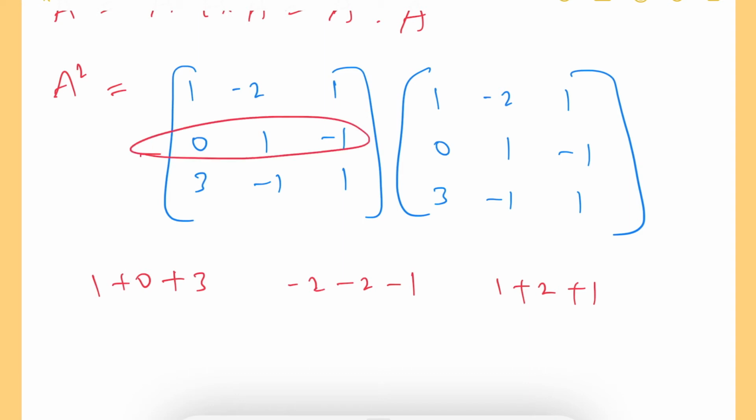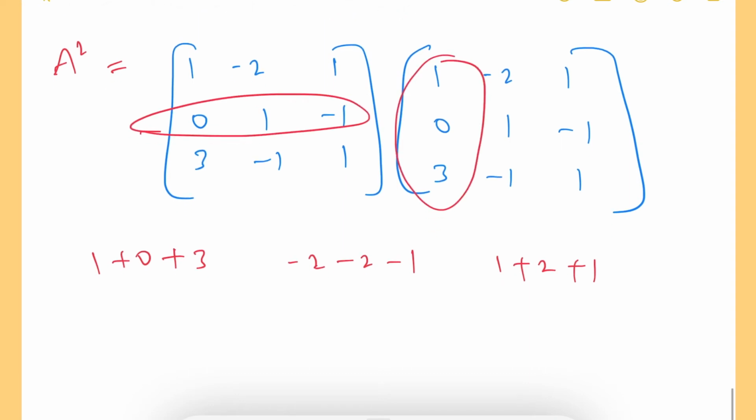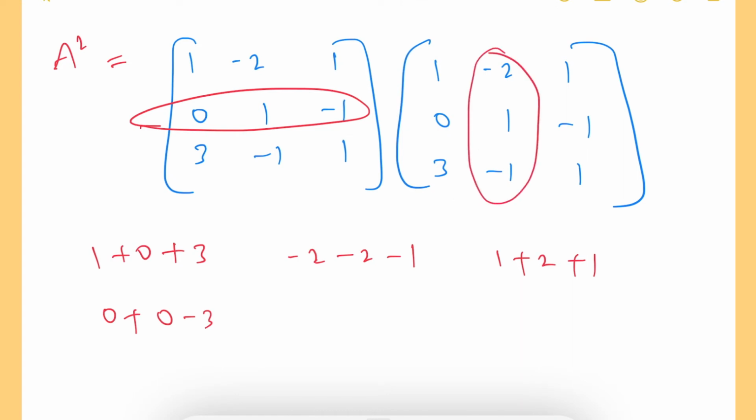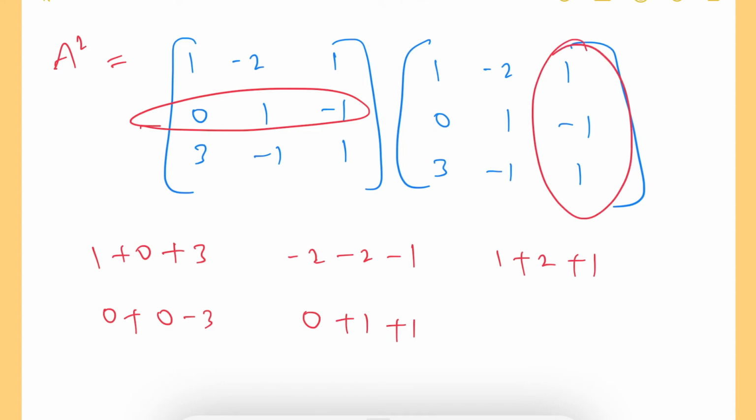Next, second row into first column. 0 into 1 is 0, plus 1 into 0 is 0, plus minus 1 into 3 is minus 3. Next, second column. 0 into minus 2 is 0, 1 into 1 is 1, minus 1 into 1 is minus 1. Next, third column. 0 into 1 is 0, 1 into minus 1 is minus 1, minus 1 into 1 is minus 1.